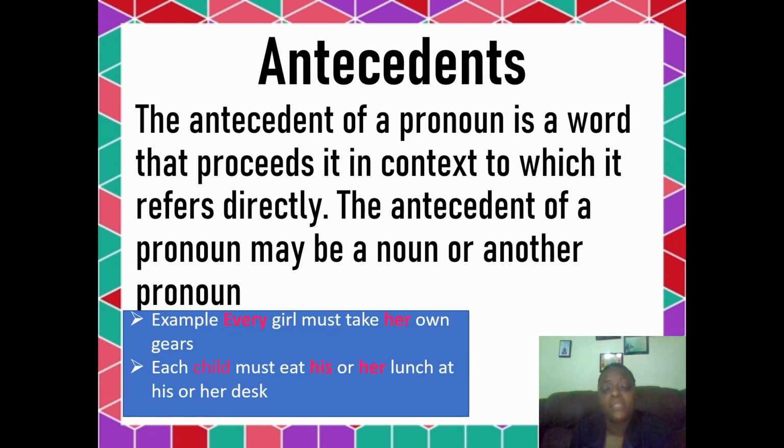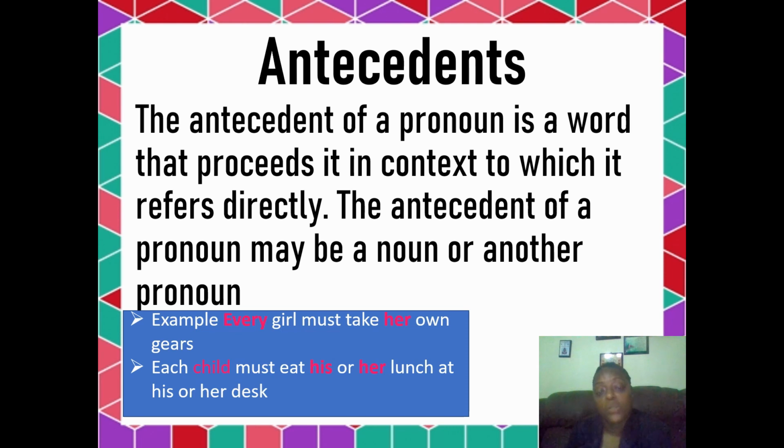But this agreement here is an agreement in gender. Every girl must take her own gears. So the pronoun is her and the antecedent is girl. And the word every indicates that it's a singular term.